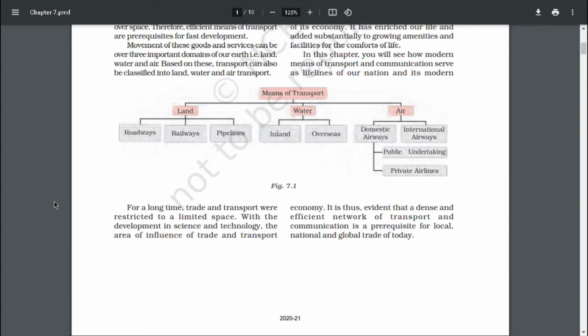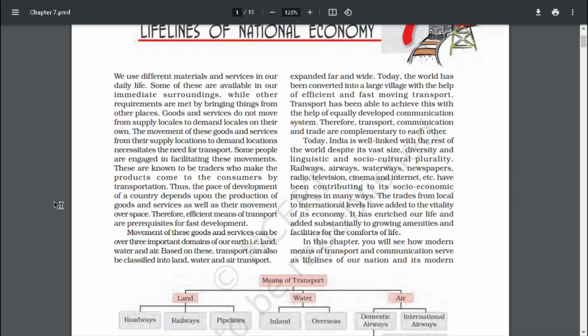For a long time, trade and transport were restricted to a limited space. With the development in science and technology, the area of influence of trade and transport expanded far and wide. Today, the world has been converted into a large village with the help of efficient and fast-moving transport. Transport has been able to achieve this with the help of an equally developed communication system. Therefore, transport, communication, and trade are complementary to each other.